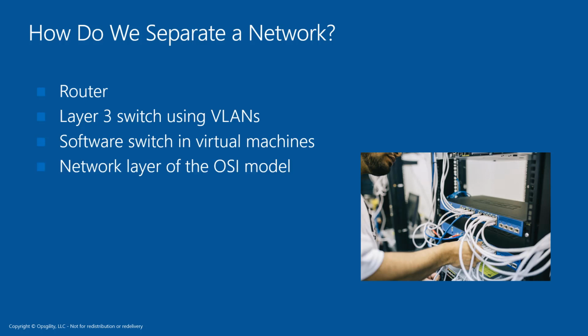And the layer 3 switch runs at the network layer of the OSI model. It goes physical, data link, and then network. And network is where Internet Protocol lives. So remember TCP over IP? IP lives at layer 3. Where do you think TCP lives? It lives at layer 4 because TCP is over IP.